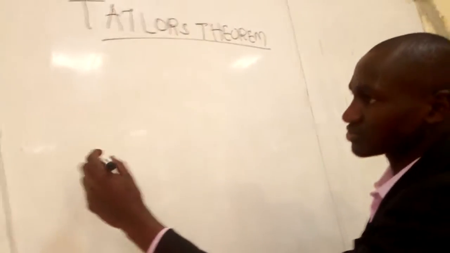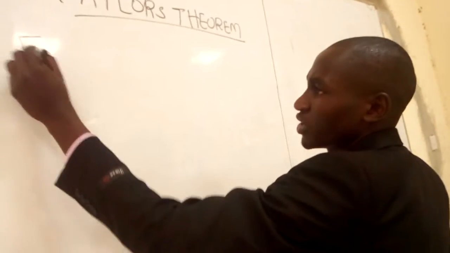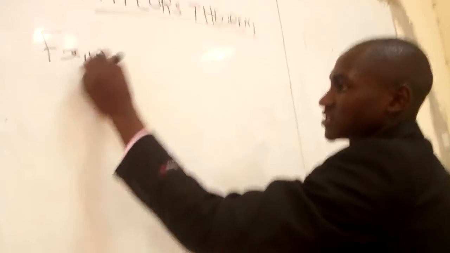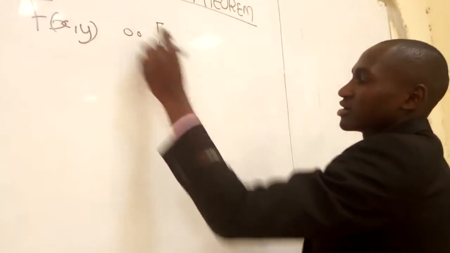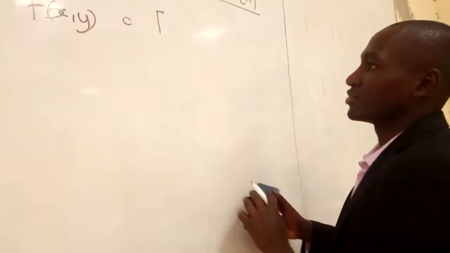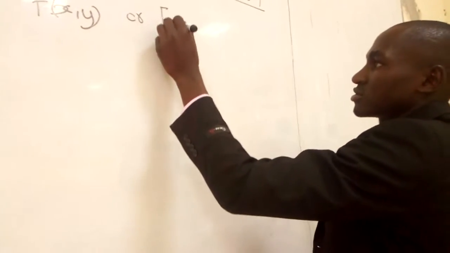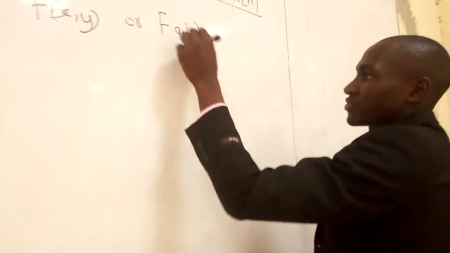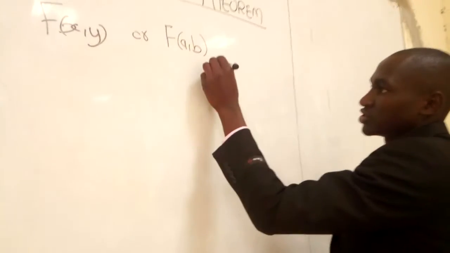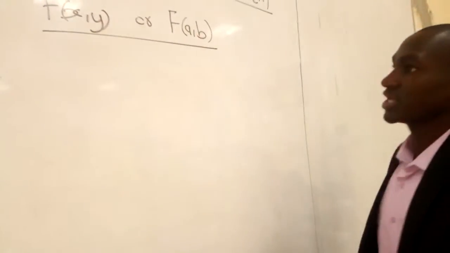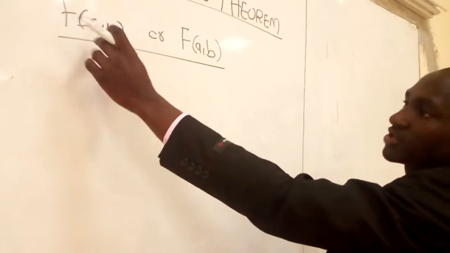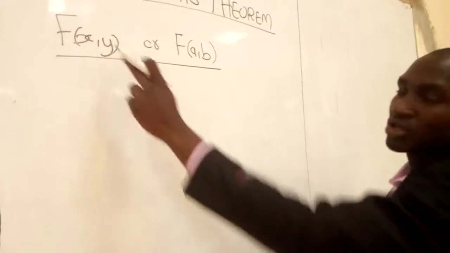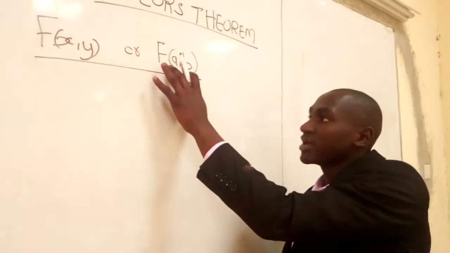Now, for example, we have a function of x and y, or a function of a and b. So as you can see, Taylor's theorem is used to solve functions of two values. The values are x and y, or a and b.